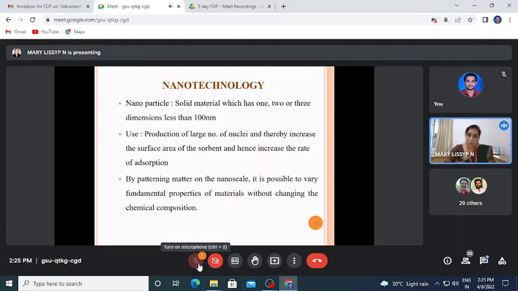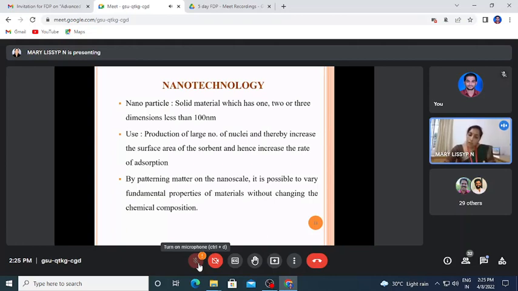Okay, you know what is a nanoparticle? A solid material which is having 1, 2, or 3 dimensions less than 100 nanometers. At least one dimension, if it is less than 100 nanometers, we can call it a nanoparticle. And what is the use of this nanoparticle? Okay, so when the particle is becoming nano-sized, the surface area of the sorbent or surface area of the nanoparticle is getting increased. How? Due to the production of a large number of nuclei. So what happens when the surface area increases, more number of active sites are generated, so the rate of adsorption also increases. That's why we are preferring nanoparticles.